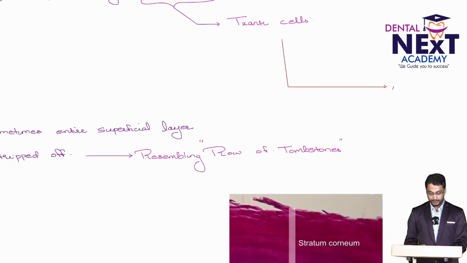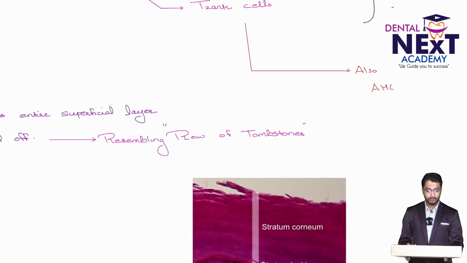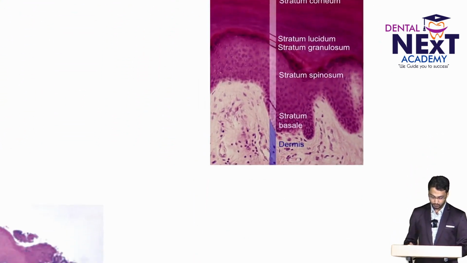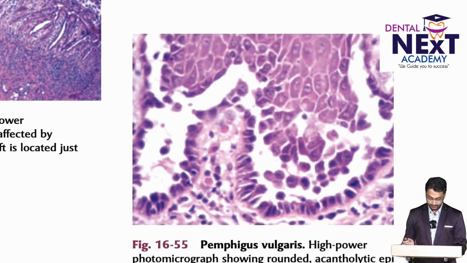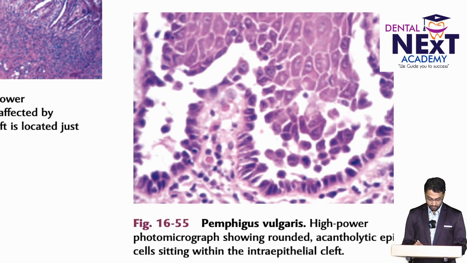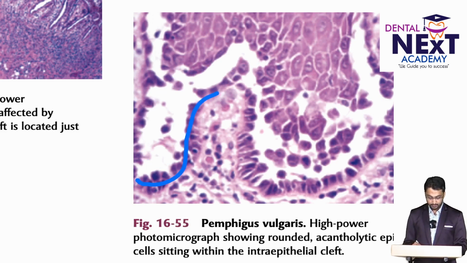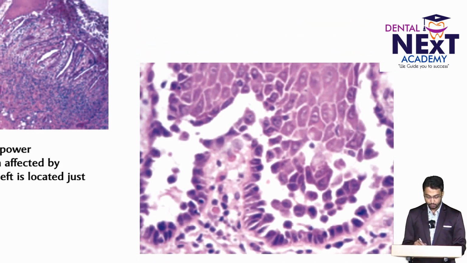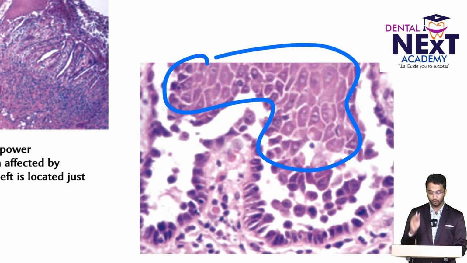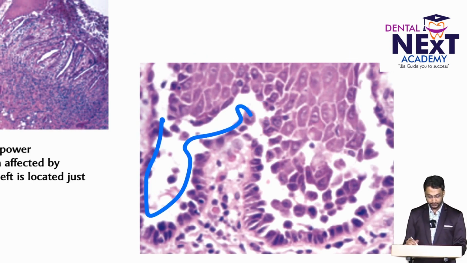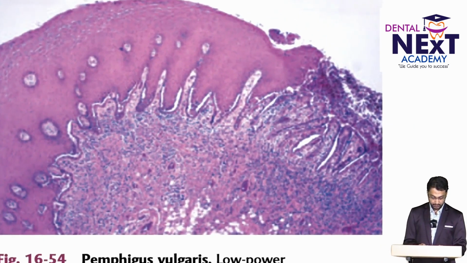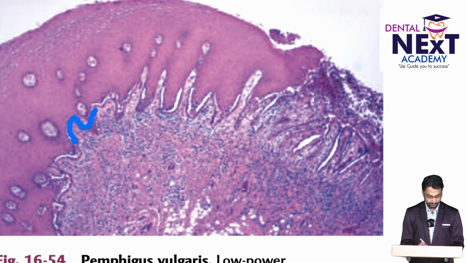In that case you see something known as a row of tombstones. Now see this. This is the cleft, the intraepithelial cleft there. These cells are the basal layer, so this is a row of tombstones. And this portion is just stripped off, gone away. This is the clefting. You can see intraepithelial clefting here. The cleft is within the epithelium.